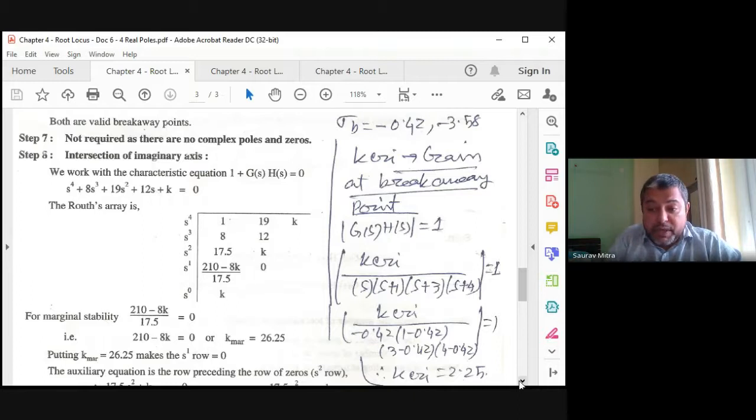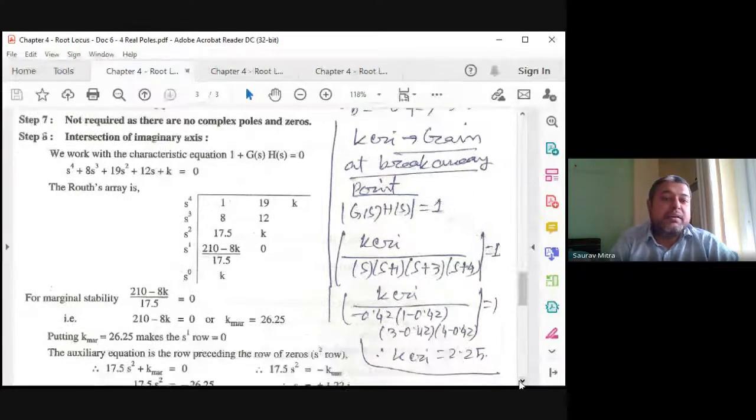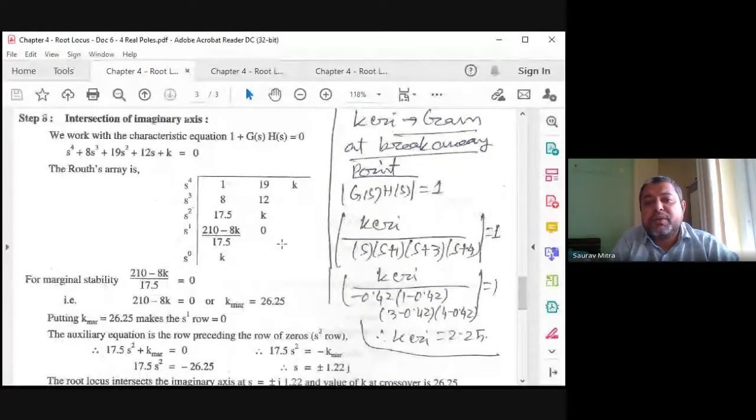Step 7 is not required because there are no imaginary roots. So let it be. Now comes the characteristic equation and finding k marginal and omega marginal. So if you do this, it is s to the 4, 8s cube, 19s square, 12s plus k.